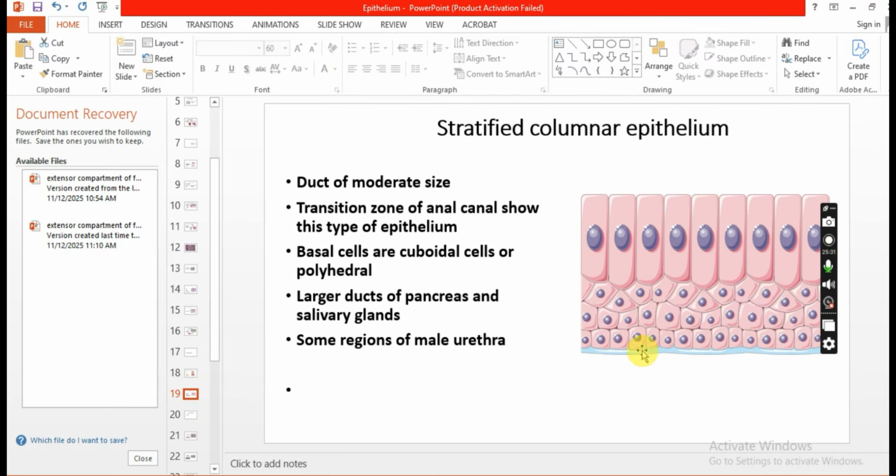Stratified columnar epithelium, the basal cells, one or two or more layers, can be either cuboidal or polyhedral. But the top cells are definitely going to be the columnar cells. This type of epithelium you can see in the larger ducts of pancreas, of salivary gland, and it is also seen in some parts of the male urethra.